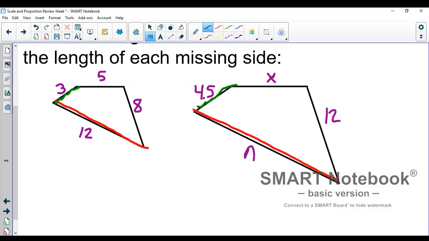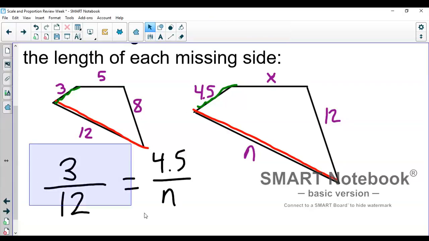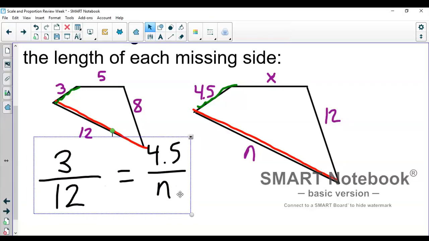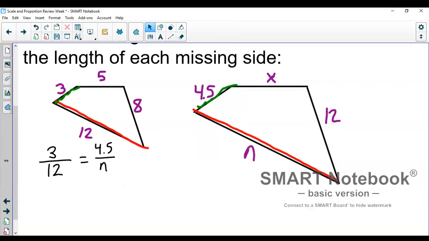So if we know that the left figure has a side of 3 and 12, the corresponding sides over here are 4.5 and n. That's the unknown. So once we set this up, the rest of it is pretty easy. Again, we're going to cross multiply. So 3 times n is 3n.